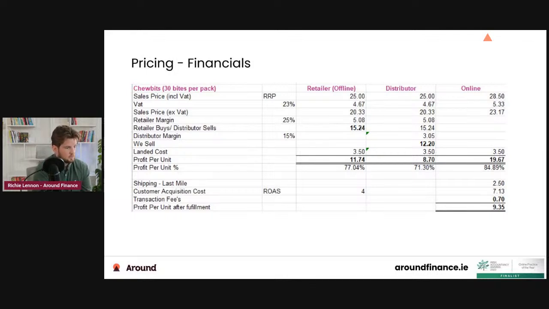shops, we make €11.74. The distributor comes into the picture and we make a little bit less margin because the distributor wants their bit. And now we're down to €8.70. But wait a minute, I can sell online and I can cut out the distributor and I can cut out the retailer, and I'll make €19.67. There's a slight change here, but I bumped the sale price online to this average order value thing, which leads me into my next slide.